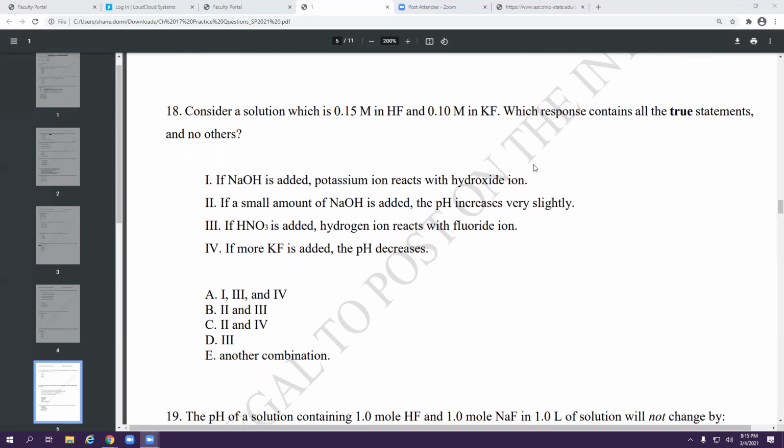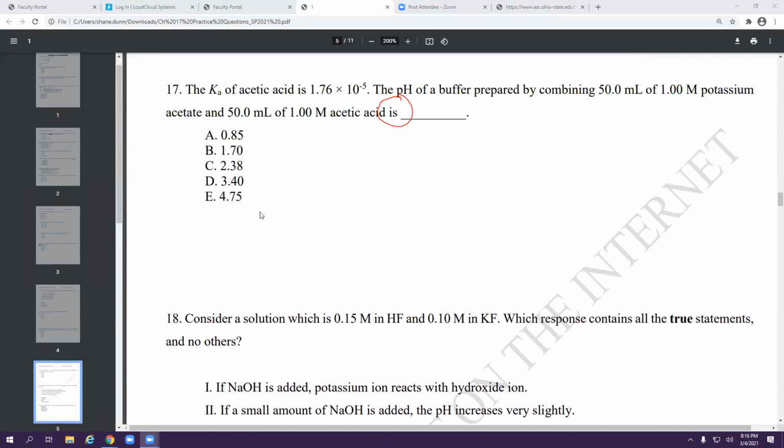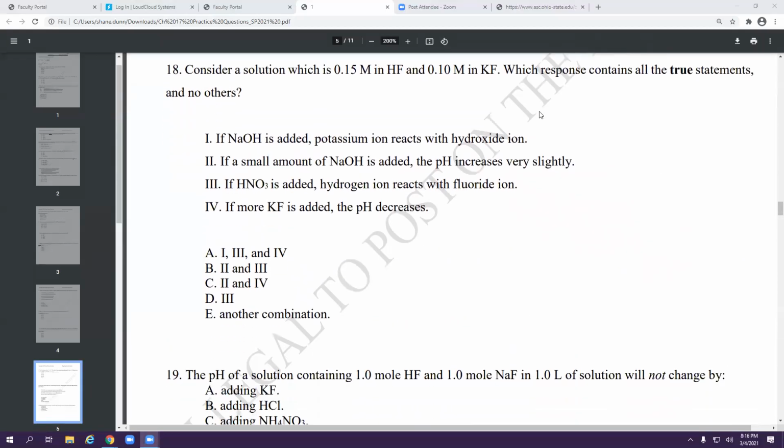Okay. So I have a buffer here, and I know that because why? HF, strong or weak? Weak. Number 17 was E. It's just going to be pH equal to pKa. Yep. Okay. 18. Okay. So a buffer.